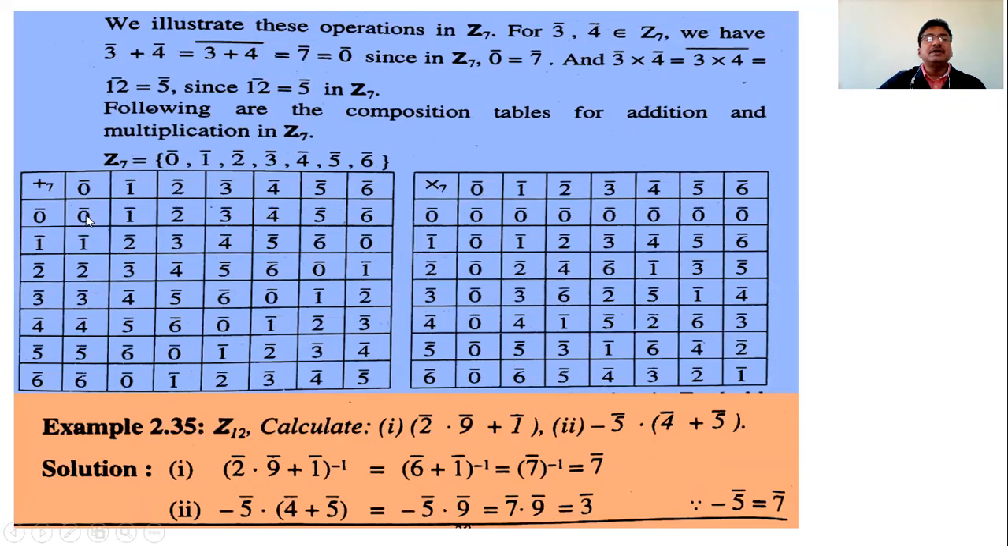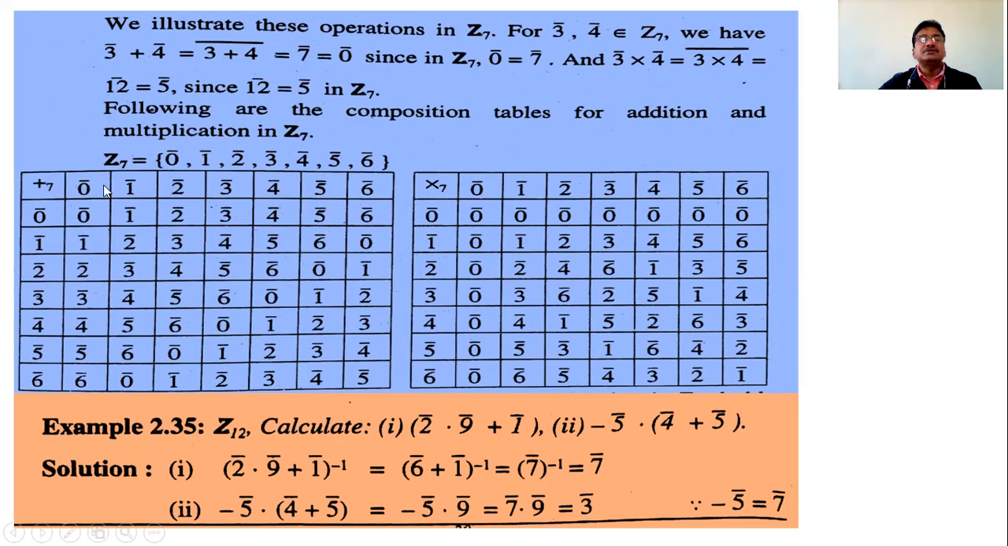So 0 plus 0 is 0. 0 plus 1 is 1. 0 plus 2 is 2. 0 plus 3 is 3. 0 plus 4 is 4. Then 0 plus 5 is 5. 0 plus 6 is 6. Then 1 plus 0 at this place is 1. 1 plus 1 bar is what? It's 2 bar. Then 1 bar plus 2 bar is 3 bar. Then 1 plus 3 bar is 4 bar. So 1 plus 4 bar is 5 bar. Then 1 bar plus 5 bar is 6 bar. Then 1 bar plus 6 bar is 7 bar. But 7 bar is what? It is 0 bar in Z7.